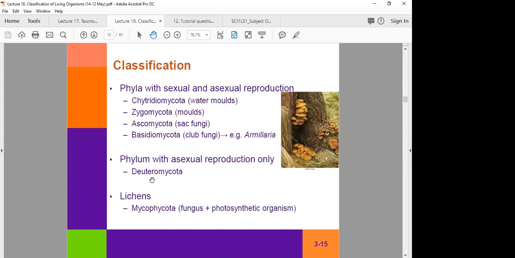Here we have a phylum that exhibits asexual reproduction only. Well, they've only observed asexual reproduction in the Deuteromycota. And here we have the lichens, which belong to phylum Mycophycota. And the lichen, of course, includes both a fungus and a photosynthetic organism like algae. And they live very close together in this symbiotic relationship.